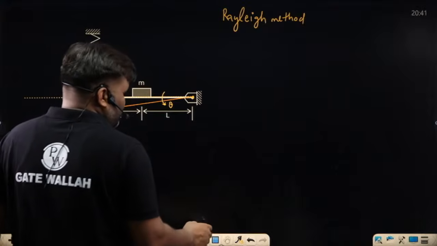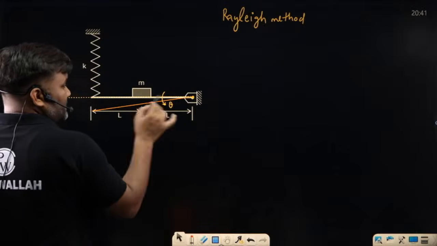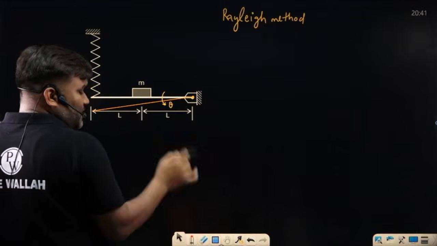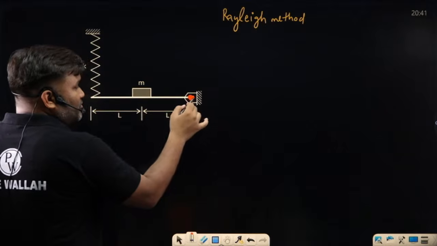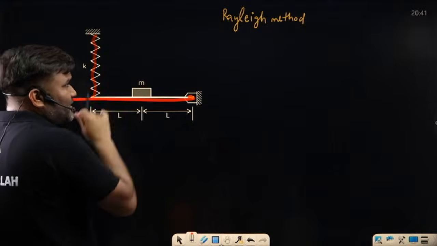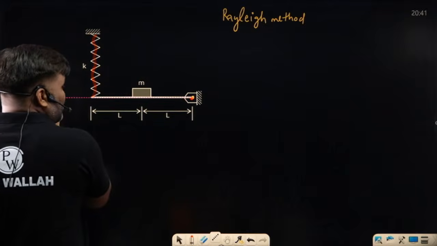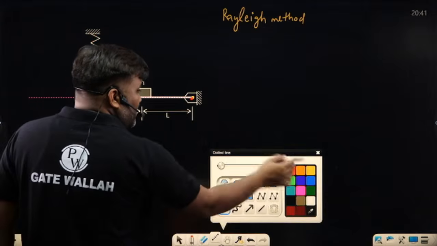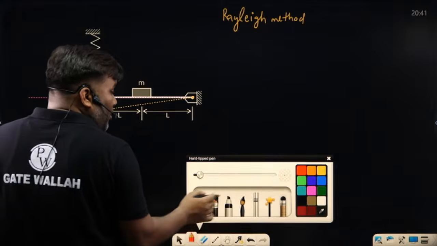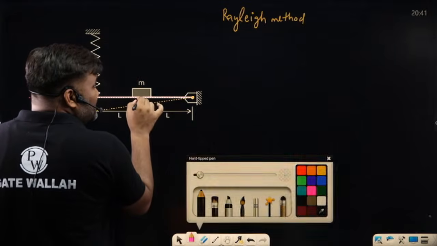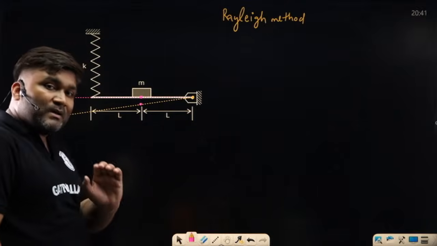And while applying the Rayleigh method, tell me, if this is the initial position, the spring is unstressed and looks like this. From this initial position, when the system comes to the mean position, suppose this is the mean position, what is the mass's movement? The mass has moved this distance. I want this delta. How do I get this delta value?